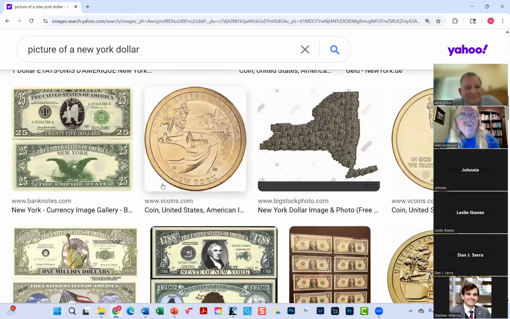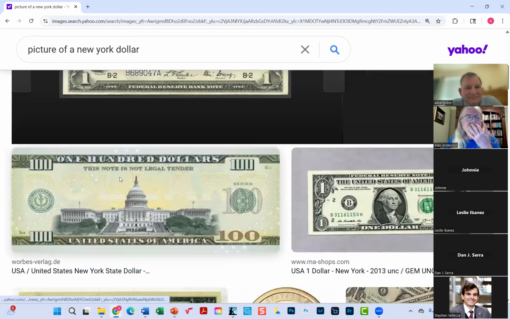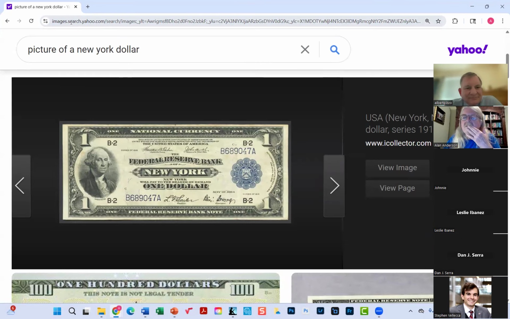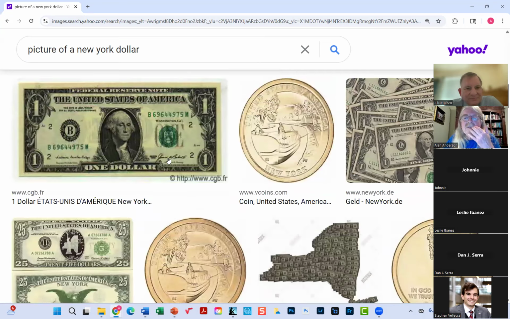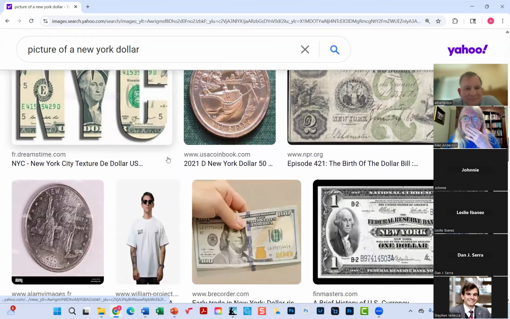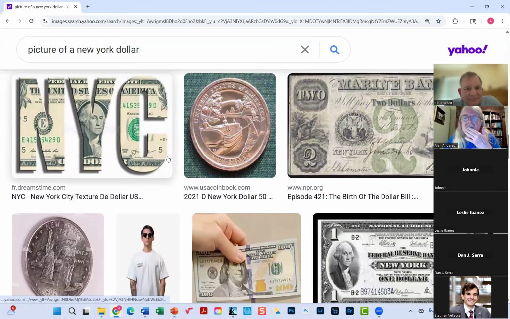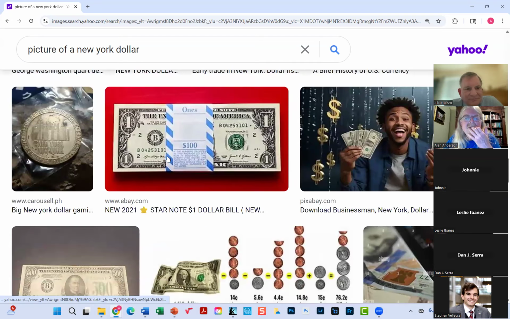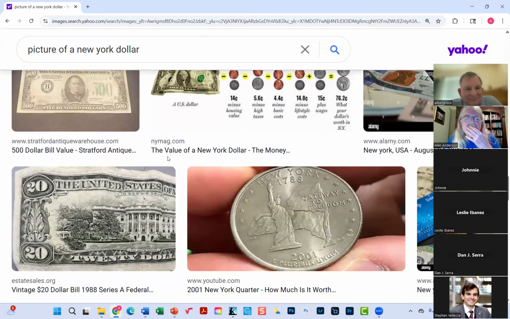I don't know exactly when that stopped, but it was after the Civil War. For the longest time, all these different currencies were floating around in the United States, and you can imagine that must have been a lot of fun. Look at that. There are so many of them. Wow.